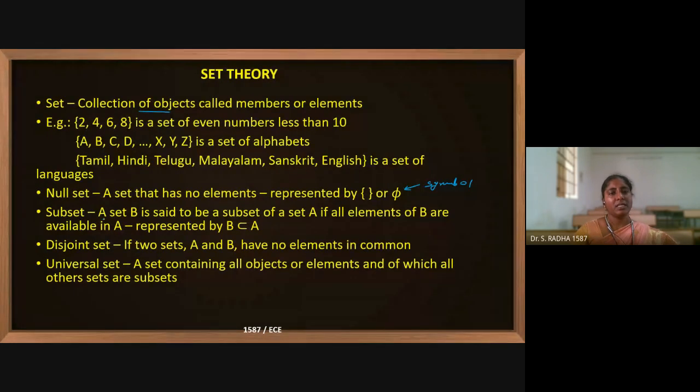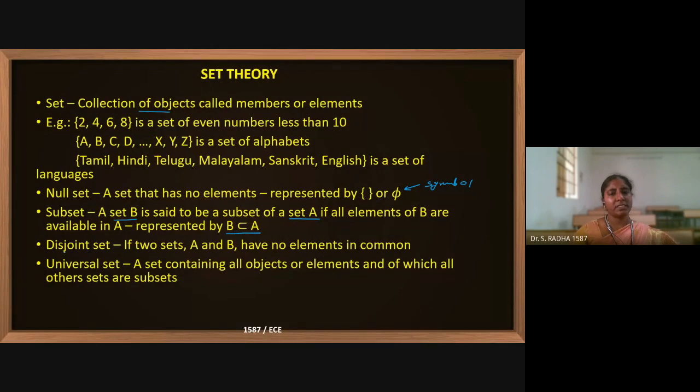Now I am going to the next point, subset. Two sets are there, set A and set B. If set A has a higher count, a lot of objects, and set B has a portion of the objects, then B is said to be a subset of A. If B is a subset of A, all the elements of B are already present in set A. The representation is B subset of A.